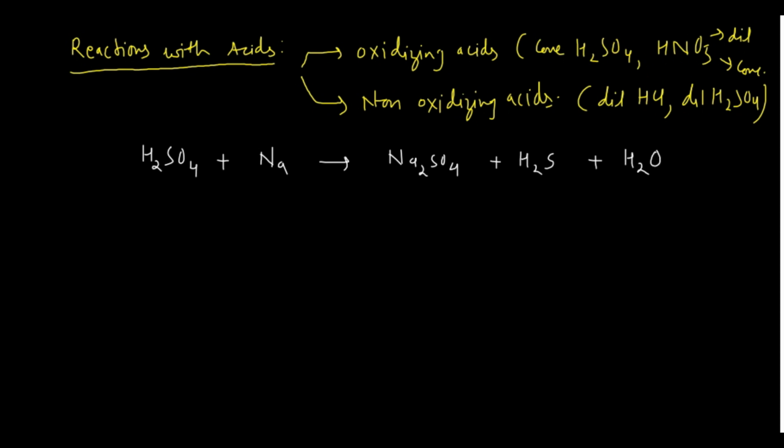If you want to balance this particular reaction, then you will need 5 of H2SO4, 8 of Na, that means 4 of sodium sulfate, H2S is there, and of course 4 of water molecule. Okay, so here 4 and 1. Okay, so this is the balanced reaction, right?